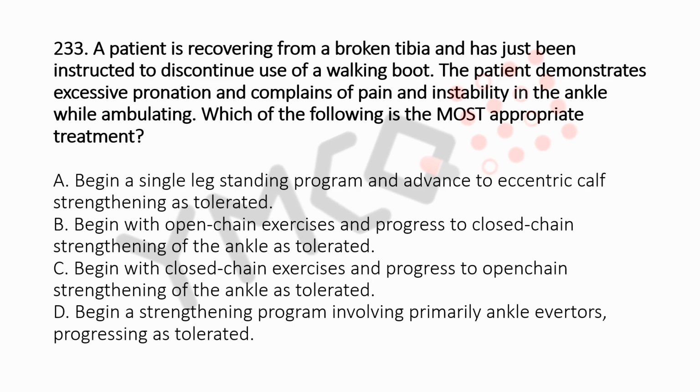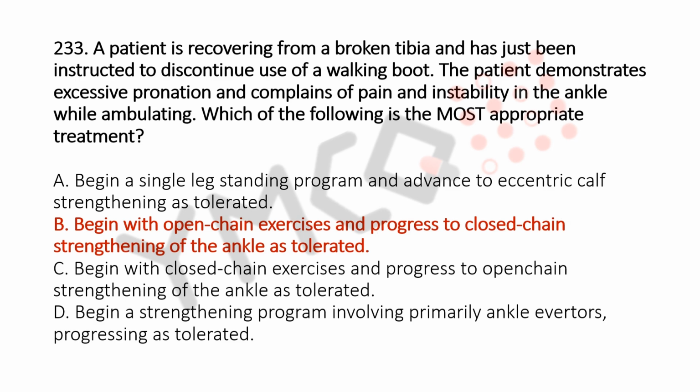Option A, begin a single leg standing program and advance to eccentric calf strengthening as tolerated. Option B, begin with open chain exercises and progress to closed chain strengthening of the ankle as tolerated. Option C, begin with closed chain exercises and progress to open chain strengthening of the ankle as tolerated. Option D, begin a strengthening program involving primarily ankle everters, progressing as tolerated. And the answer is Option B, begin with open chain exercises and progress to closed chain strengthening of the ankle as tolerated.